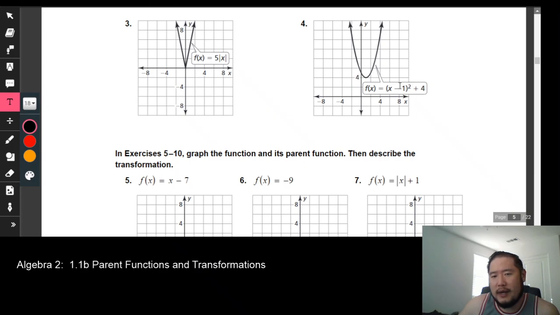Inside of the parentheses right here on number 4, this tells us that it's moving either left or right. If it's x minus 1, it's actually going to be moving 1 unit to the right. Remember, I told you, we take this x minus 1, set it equal to 0, and x is equal to 1. So if inside of the parentheses or the absolute value it was x minus 1, then it would be shifting to the right 1 unit. If it was x plus 1, then it would be shifting to the left 1 unit.